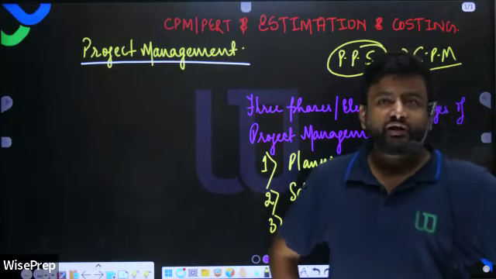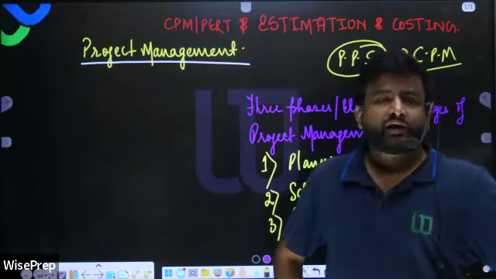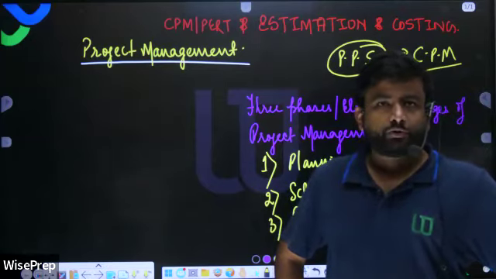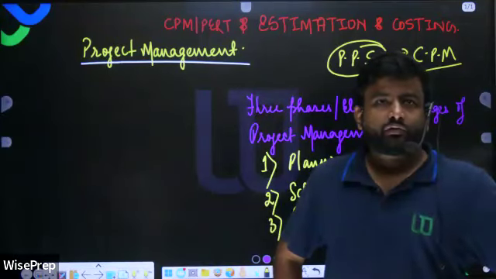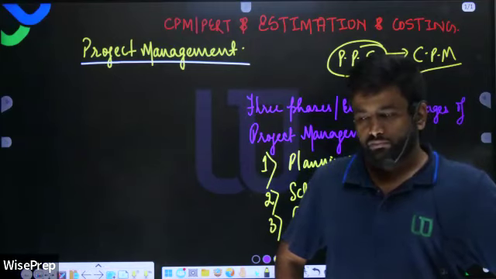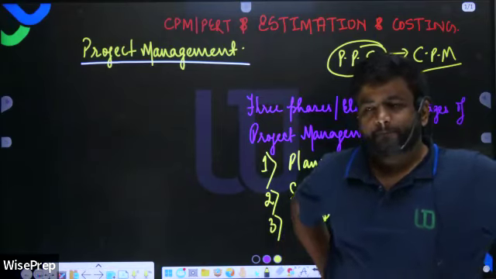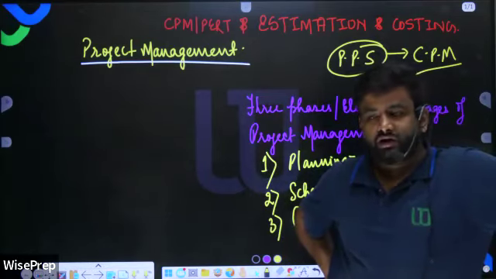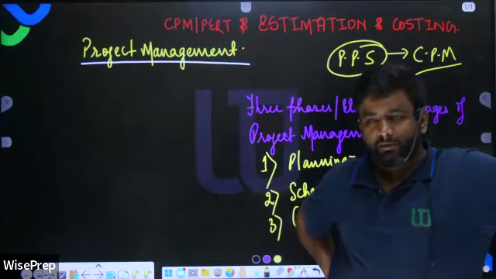Second point of note: the method of planning and scheduling that was originally developed was called project planning and scheduling (PPS), which later on converted into critical path method.